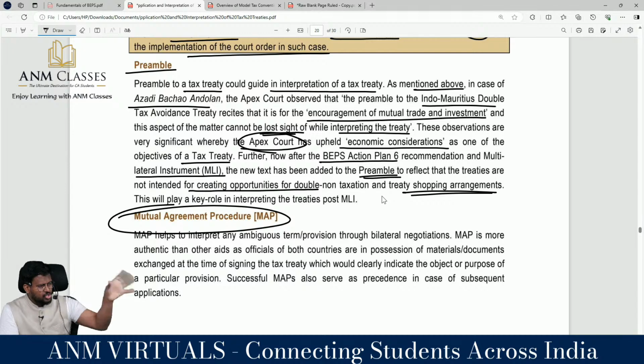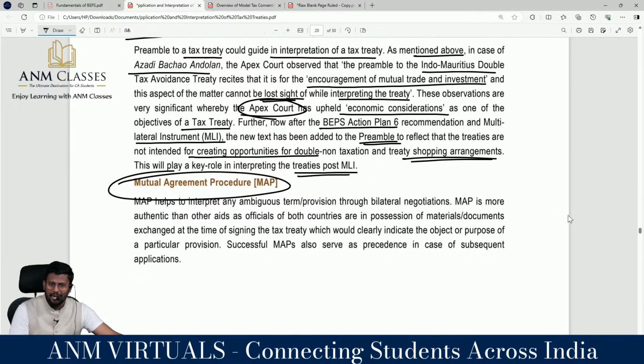This treaty is not to create opportunity for double non-taxation and treaty shopping. This will play a key role in interpreting the treaty post MLI.